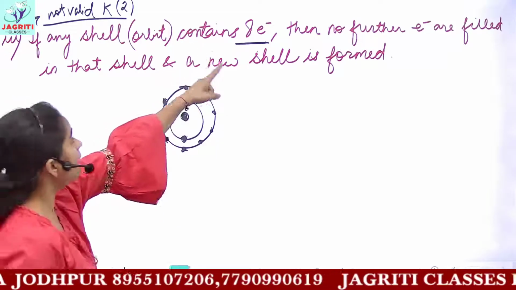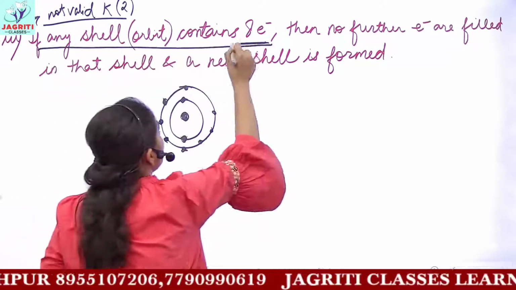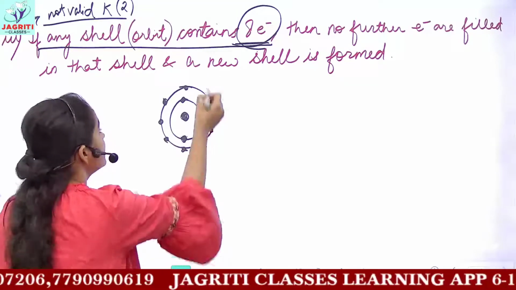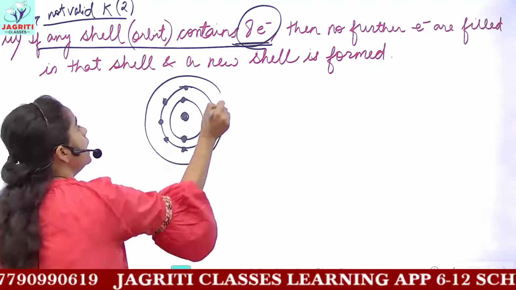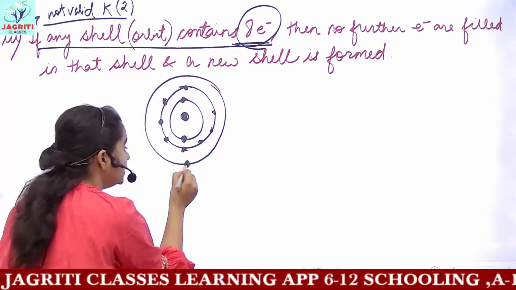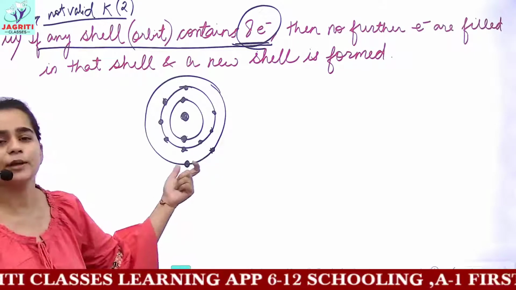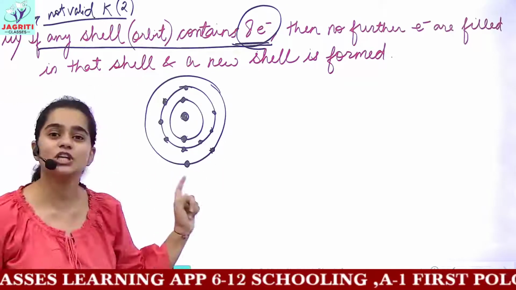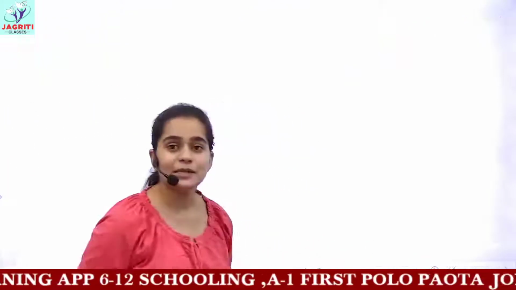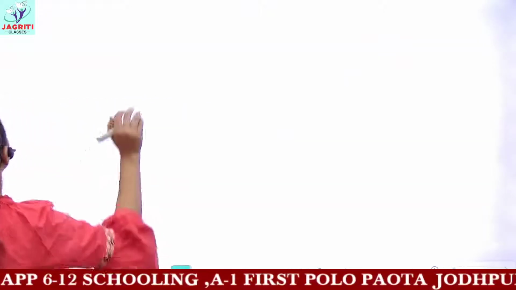If any shell already contains 8 electrons and you have to fill more electrons, then you will need to draw another new shell, the next shell, and draw the remaining electrons, whatever the number of electrons in the new shell. So this is the third rule. Now we'll discuss the examples and I hope you'll get clear with it.